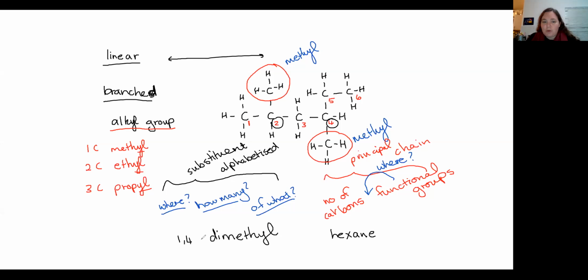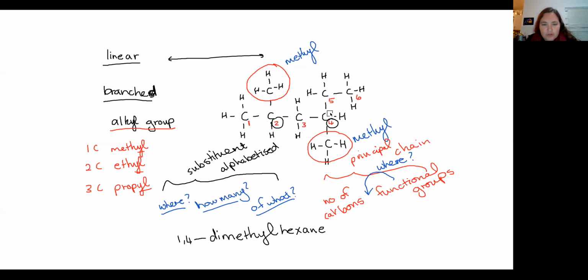Between two numbers, you put a comma. Between a number and a letter, you put a dash. And between two letters, you should technically put nothing. These two should join straight onto each other. So this should be 1, 4 dimethyl hexane. Okay, and it is a branched chain, so we can say effectively that it's not linear. Please be very careful. They're quite often in an exam.